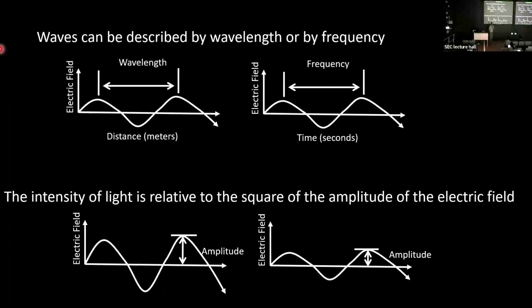When we talk about light as a wave, we're usually talking about the wavelength of the light. That's the distance between two peaks or two valleys, if we plot it in distance, or we can talk about the frequency of light, which is the same wave, just plotted against time. We can talk about the amplitude of the electric field of the light, and the power, the intensity of the light, is the amplitude squared.